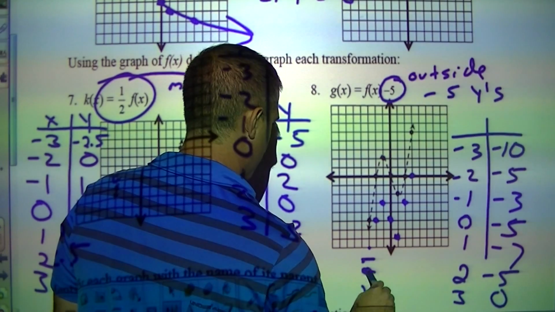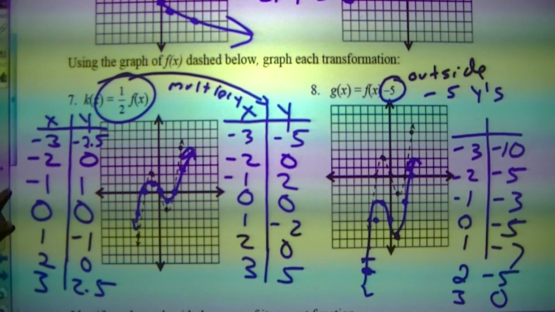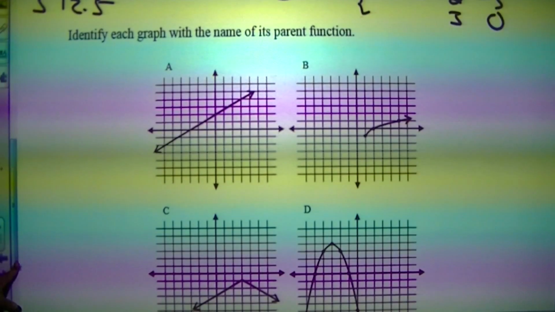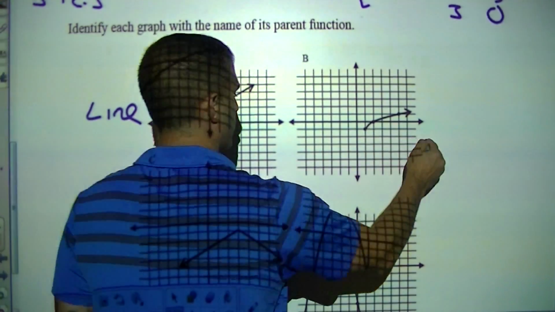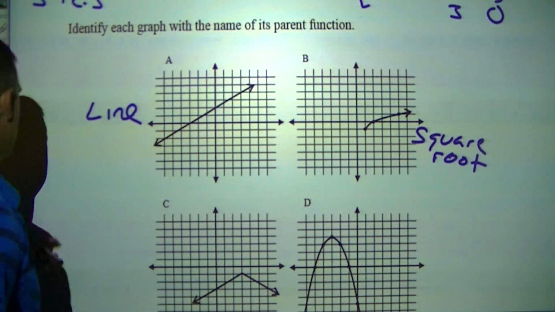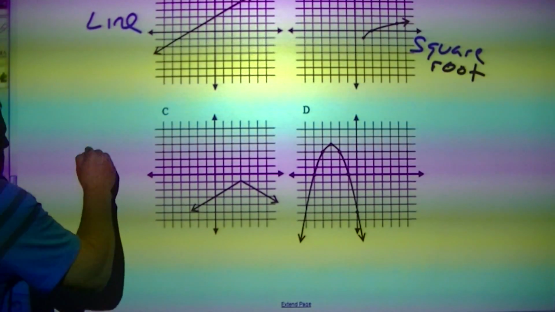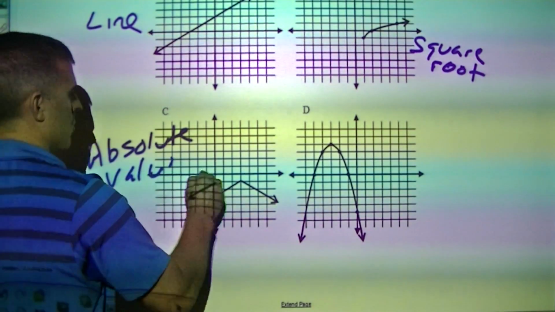So here's what my graph looks like. It goes like this. All I did was shift it down. Identify these. This is a line, square root, absolute value, quadratic.